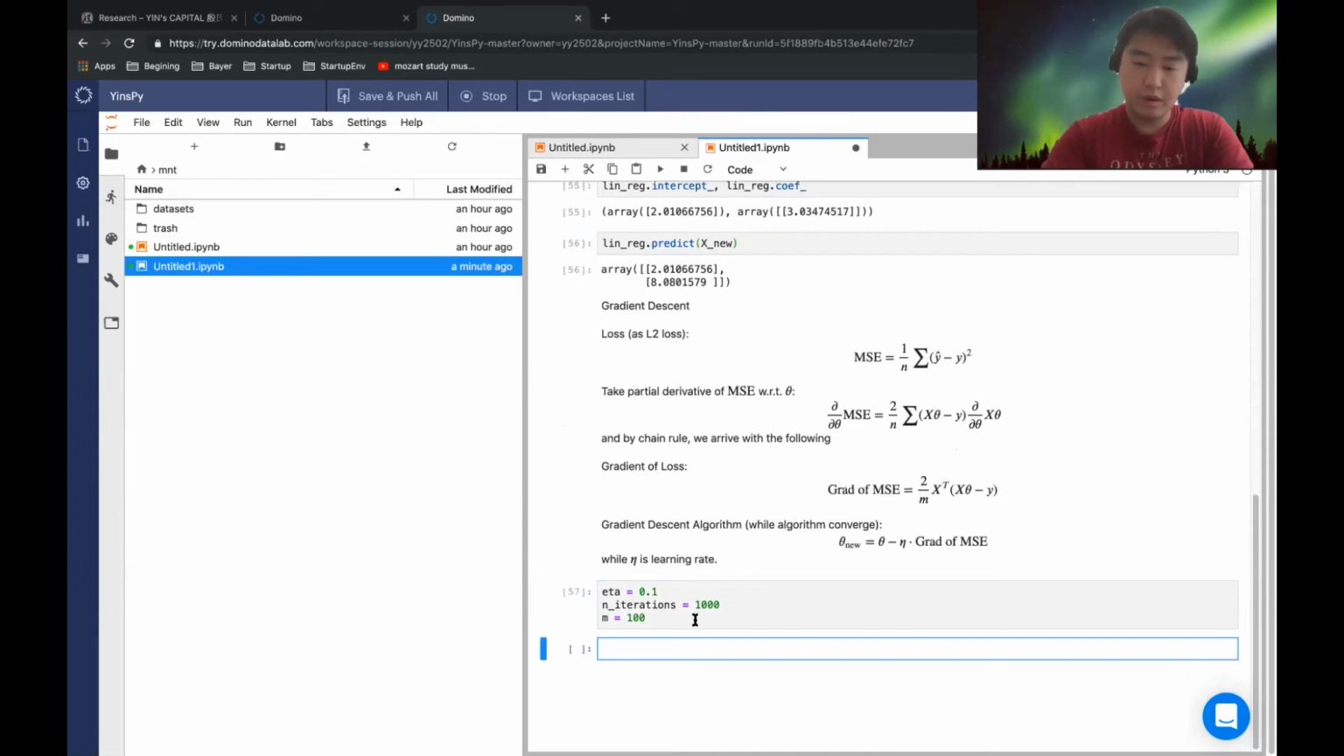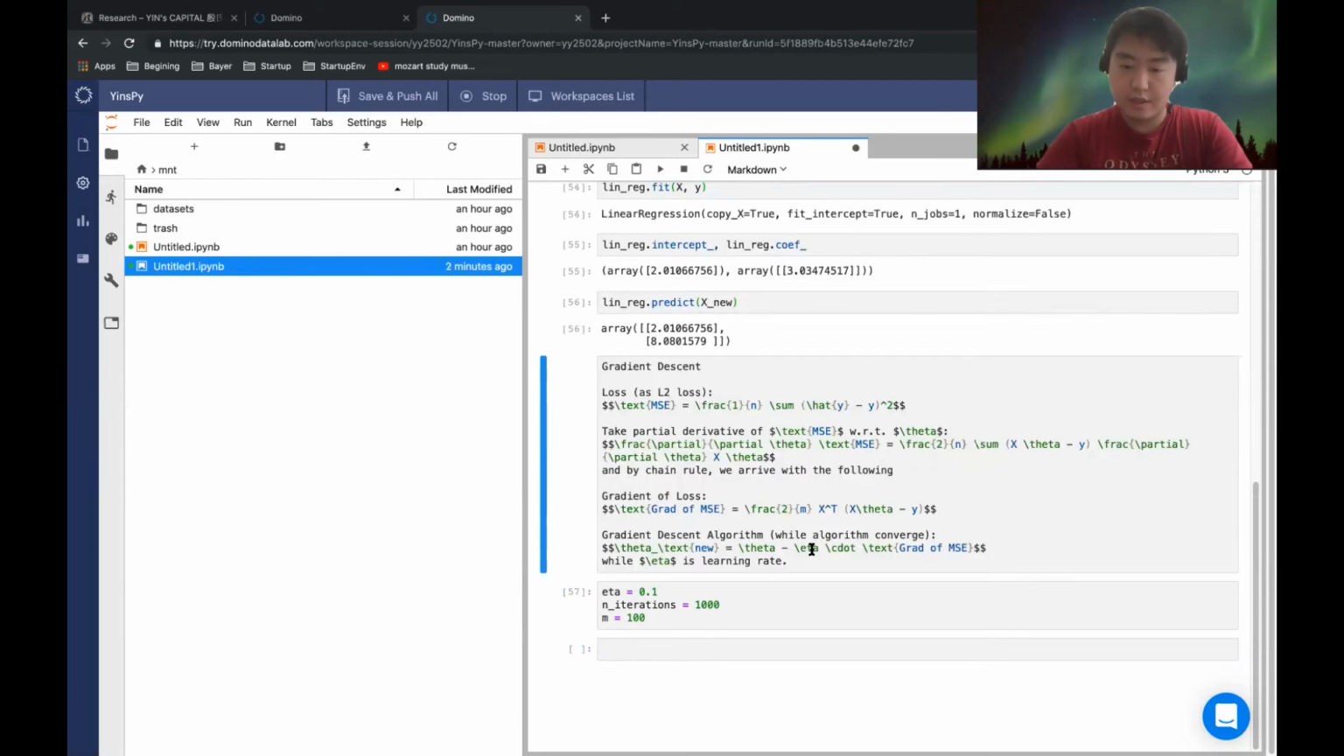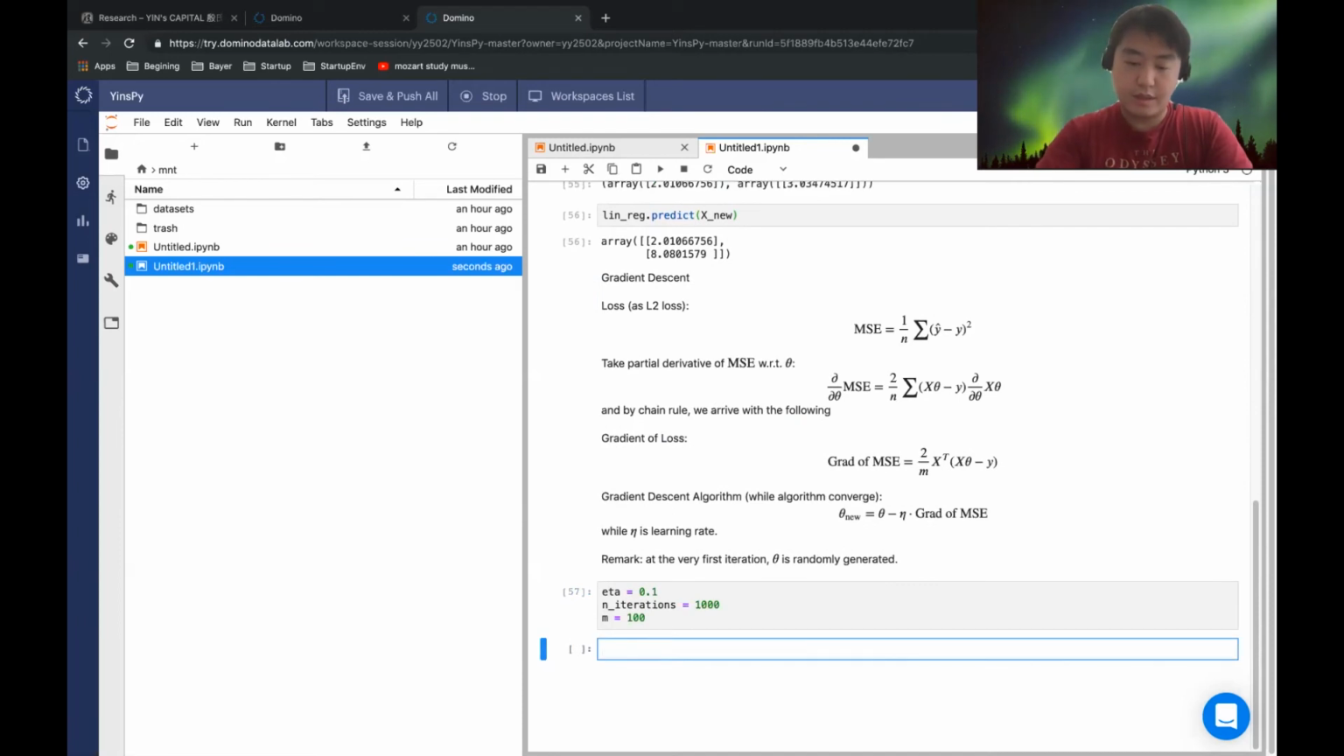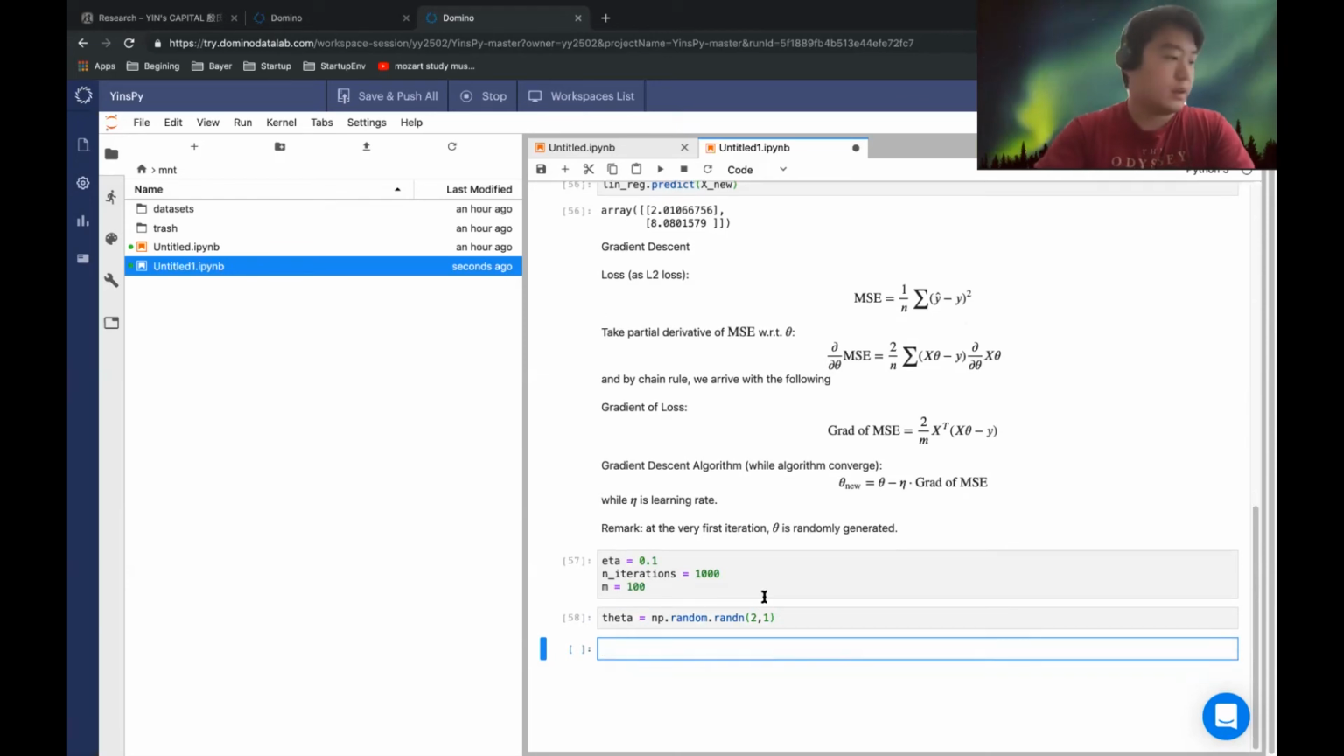Now we call the gradient descent algorithm. We're going to define a function. We need some sort of initialization, so the theta here at the very first step is randomly generated. We put a remark: at the very first iteration, theta is randomly generated. So we say theta is np random from a normal distribution, and we give it a size. And let's start our algorithm.